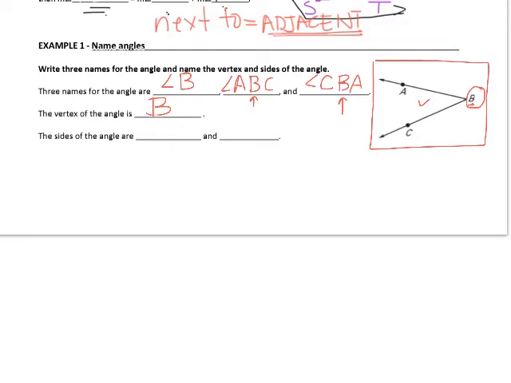Okay, the sides of this angle are going to be BA, the ray that starts at the vertex and goes out toward this point, and also BC. Remember, when we name rays, we have to start at the endpoint.